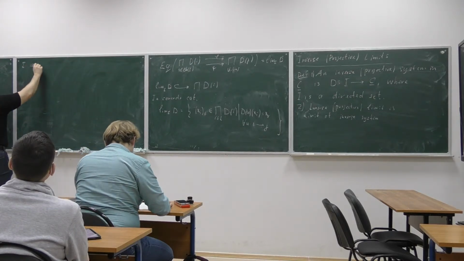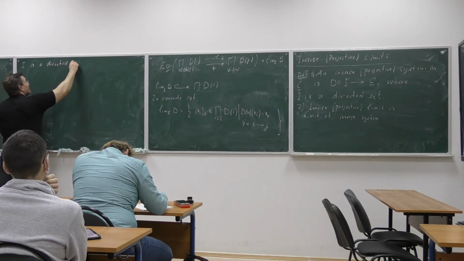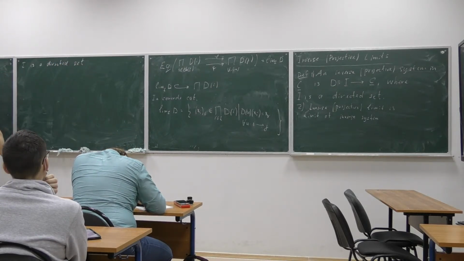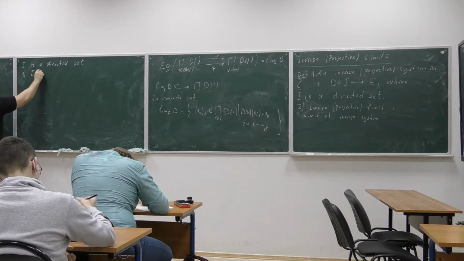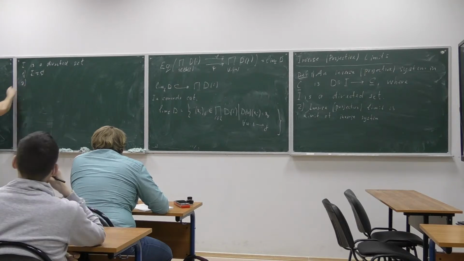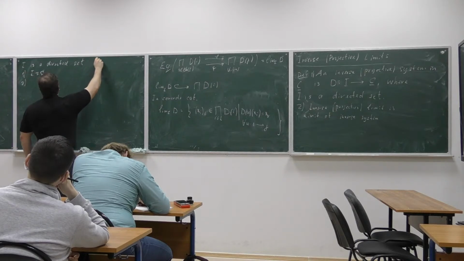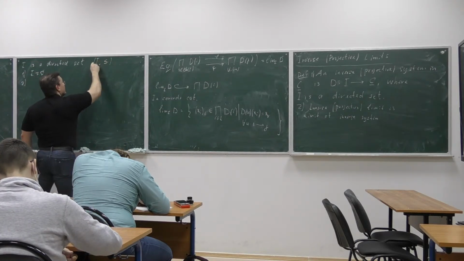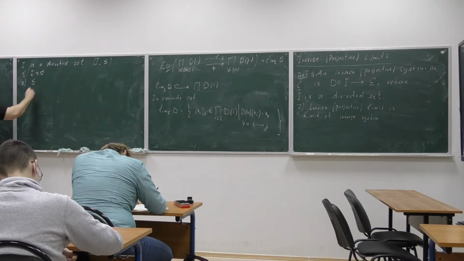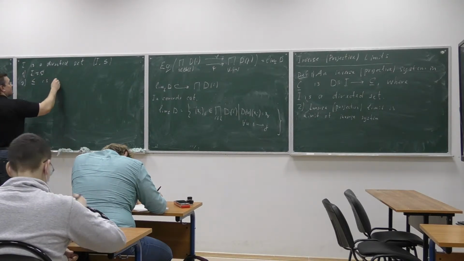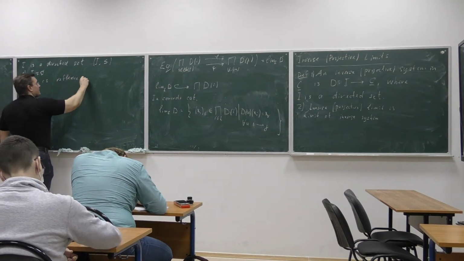So I is a directed set. Well, it means three things. First, I'm going to assume that I is not empty. Second, of course, directed means that I have a binary relation less or equal, and this binary relation is reflexive and transitive.